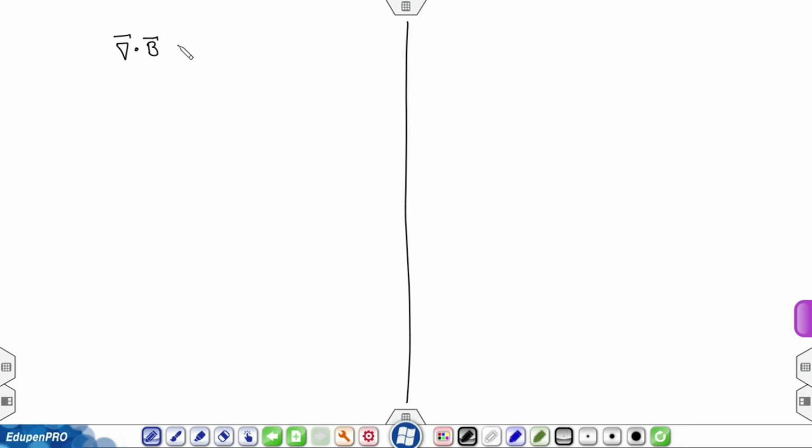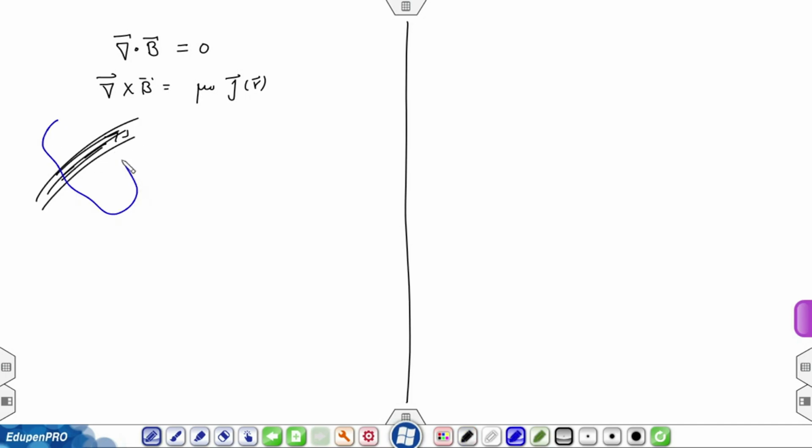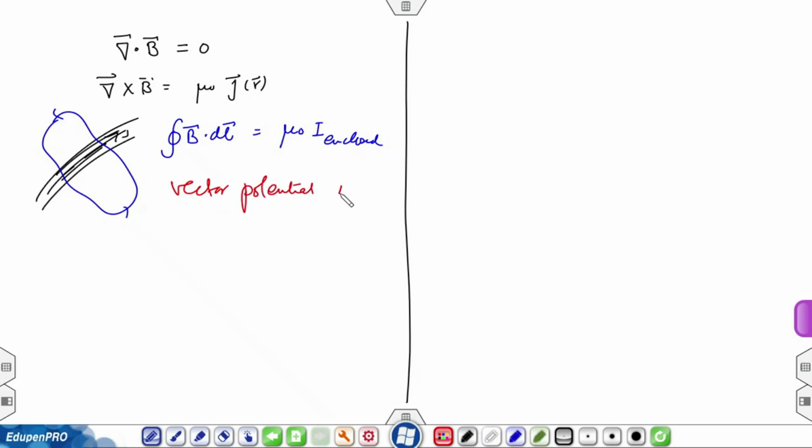So, I am going to have divergence of B is equal to 0, curl of B is equal to mu naught J(r), and if there is this current J flowing, if I take a loop around it, no matter what kind, and I do B dot dl over this loop, this is going to be mu naught times I enclosed by this loop, and there is going to be a vector potential. So, we will take these one by one.